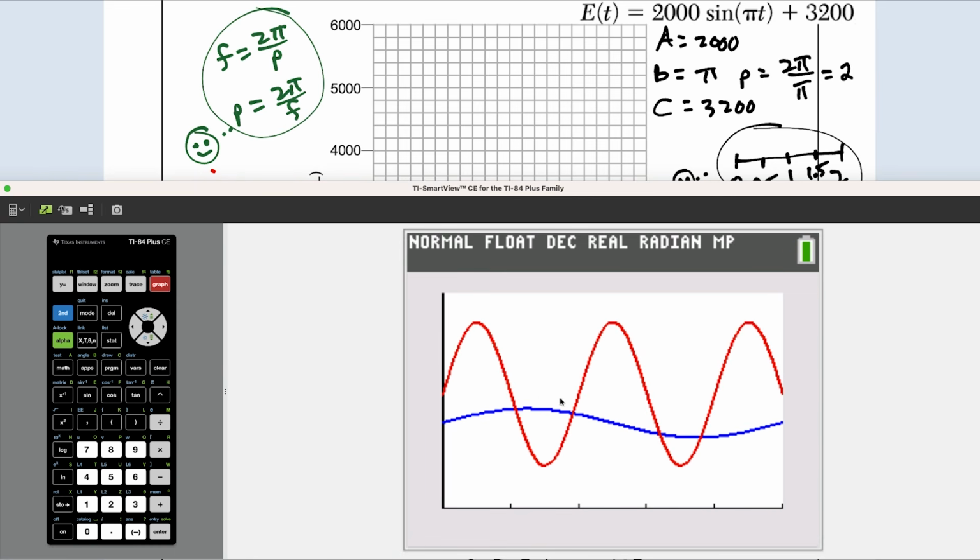This is more than one cycle. We have 1, 2, and then it looks like we have half of a cycle. So 2.5 cycles here. So now we have to just graph one full cycle. If we want to graph more, we can, but we only need to graph one.